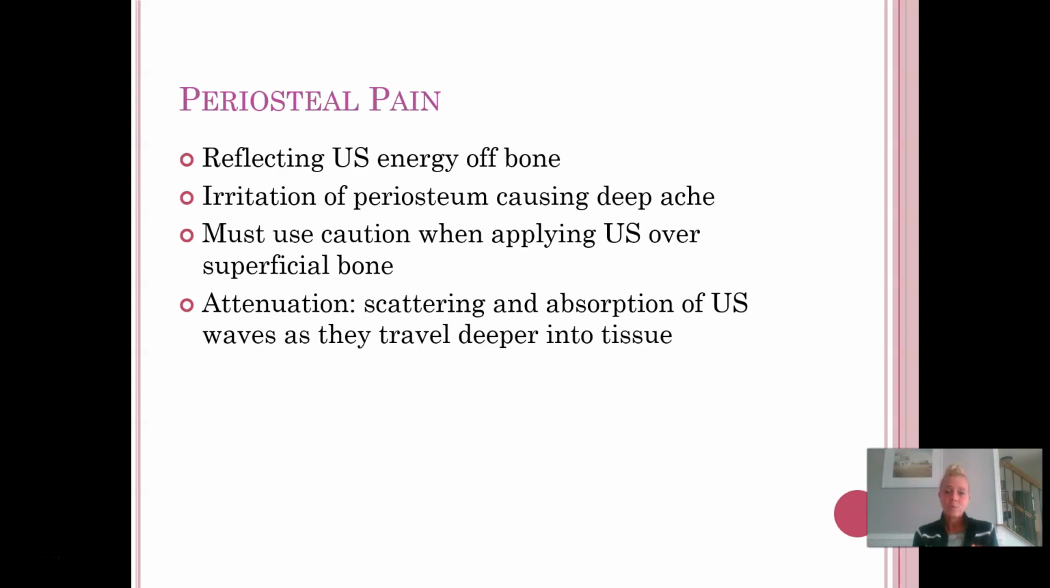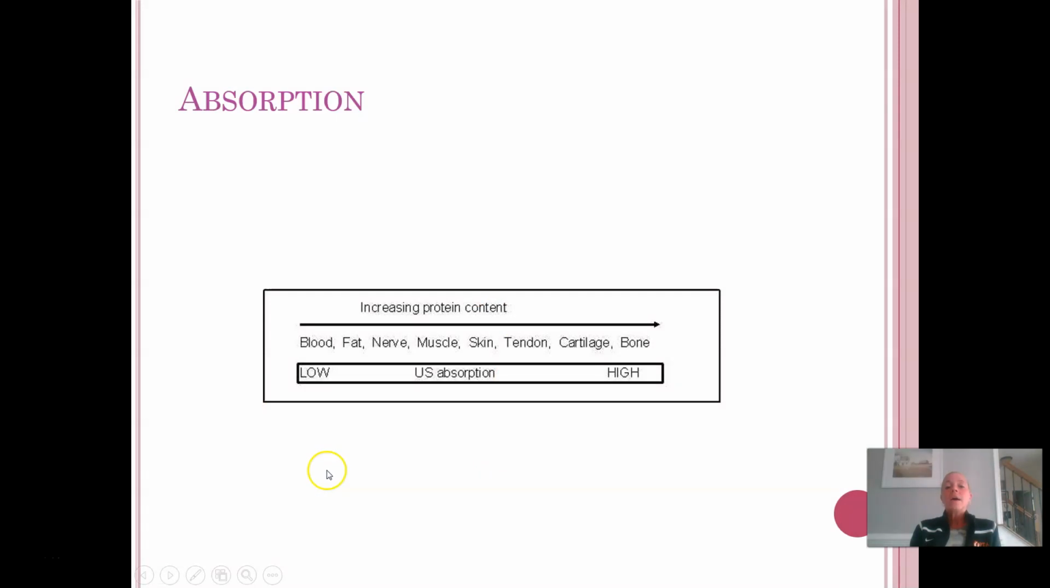Attenuation is scattering and absorption of ultrasound waves as they go deeper and deeper into the tissue. Again, this chart just shows you a little bit about how ultrasound is absorbed. Things that have high water content, like blood, fat, nerves, and muscles, ultrasound travels relatively easily through. As we get to tendons, cartilage, and bone, ultrasound is not going to travel as easily because there's more protein in these, less water. So anything water-based, ultrasound should travel through relatively easily.